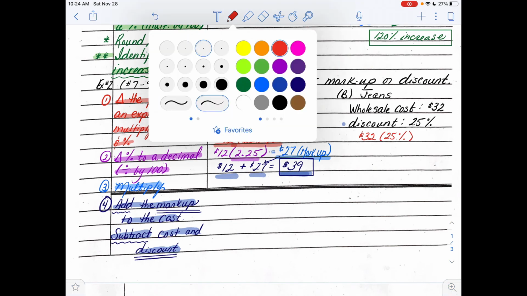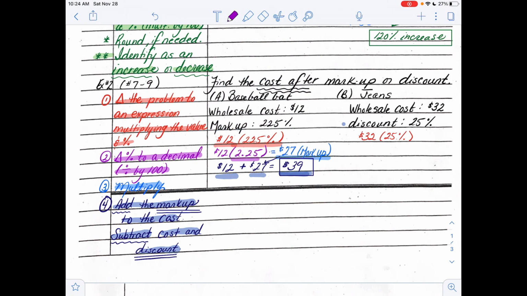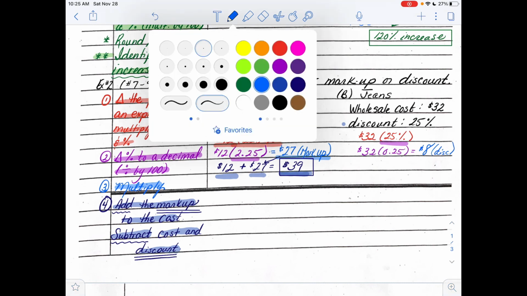Step 2, same thing. I can't multiply with a percent. I'm going to change that percent to a decimal. So we're going to change this 25% by dividing by 100. And that's going to give me 32 times 0.25. And now let's multiply. When I multiply that together, I get $8. But again, that's not a markup. That's not my answer. That's my discount. That's how much I actually get to take off the price because I get to save money. And that's where the one difference comes at the end.